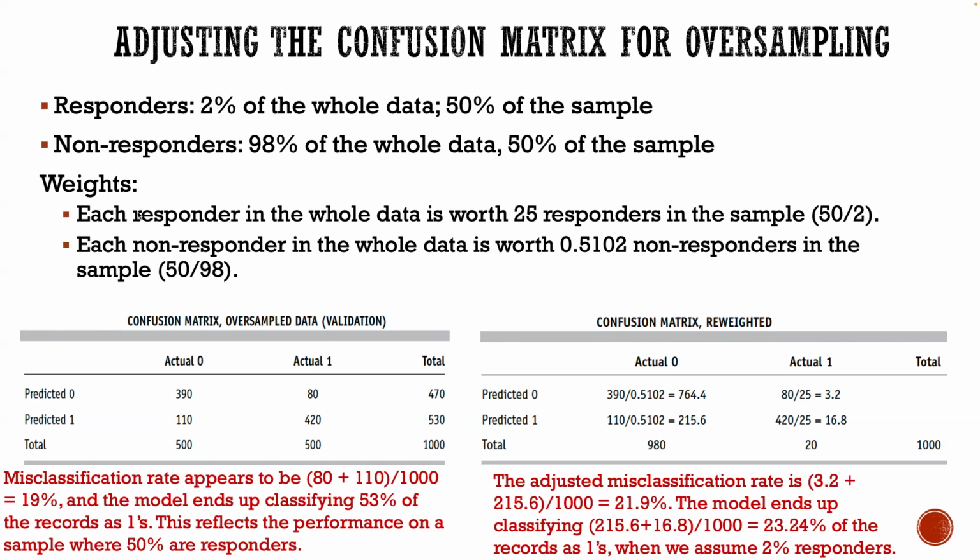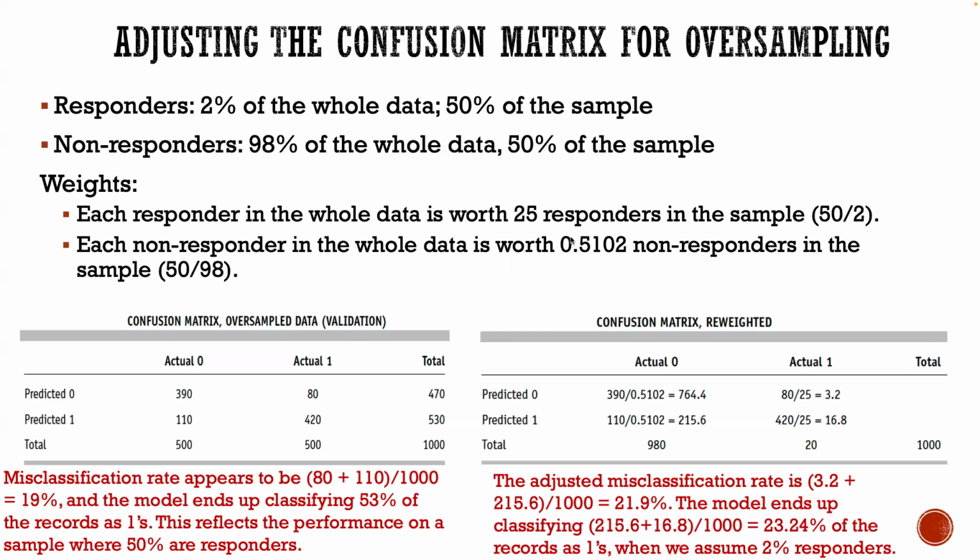How do we create weights? Each responder in the whole data is worth 25 responders in the sample, because we have 50% in the sample and 2% in the whole data. So 50 divided by 2: each responder in the whole data is worth 25 responders in the sample. That's the ratio. Whereas each non-responder in the whole data is worth 50 divided by 98, which is 0.5108 non-responders in the sample. So that's the ratio we are talking about: how much we used in the training set versus the actual percentage in the whole data.